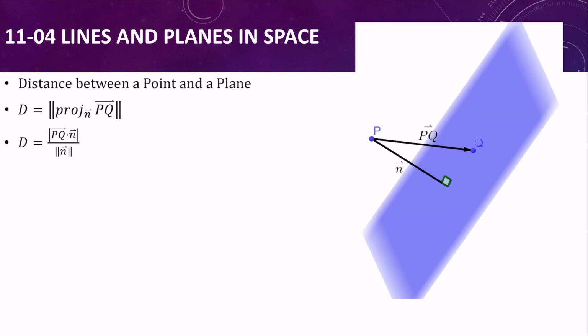We can also find the distance between a point and the plane. If we have point P, which is what we're looking for the distance from, and point Q, which is on our plane, we just need to find the projection of that onto the normal vector, and the magnitude of that will be the distance. If you remember, the magnitude of the projection will simply be the dot product of PQ with n divided by the magnitude of n.